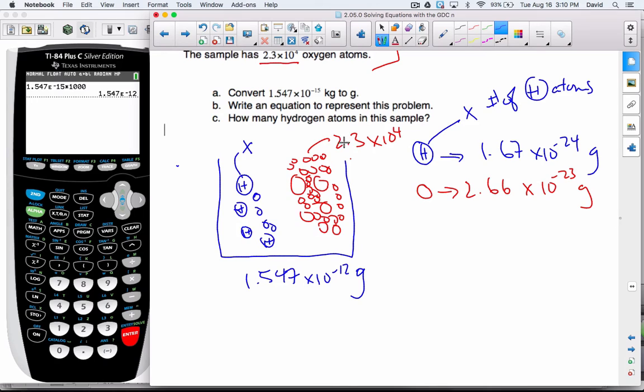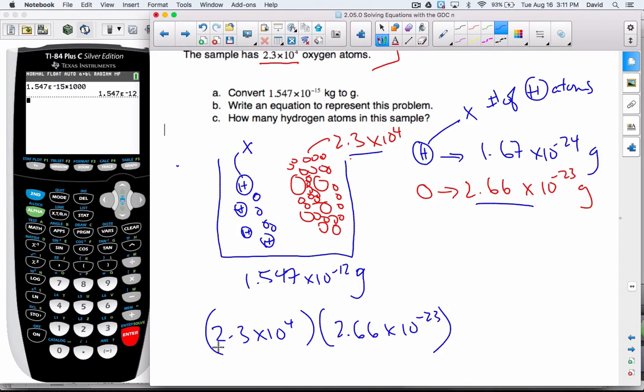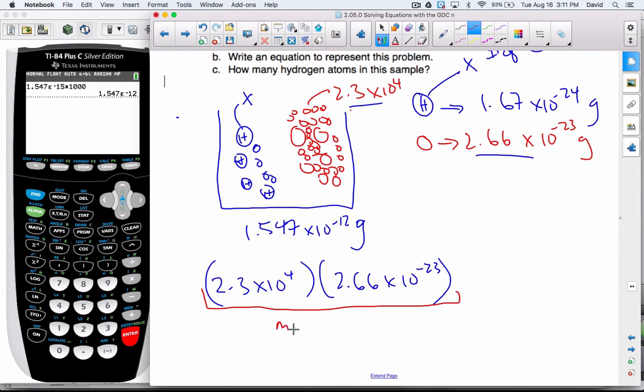Right. So this is the number of oxygen atoms. This is the grams of one of them. So if I had 2 oxygen atoms, then I would just times 2, right? And that would tell me how many oxygen weight it would be, or mass. So if I multiply this times that, it will give me the total mass of the oxygen atoms. So if I say 2.3 times 10 to the 4th times 2.66 times 10 to the minus 23, this quantity here represents the total mass of oxygen.